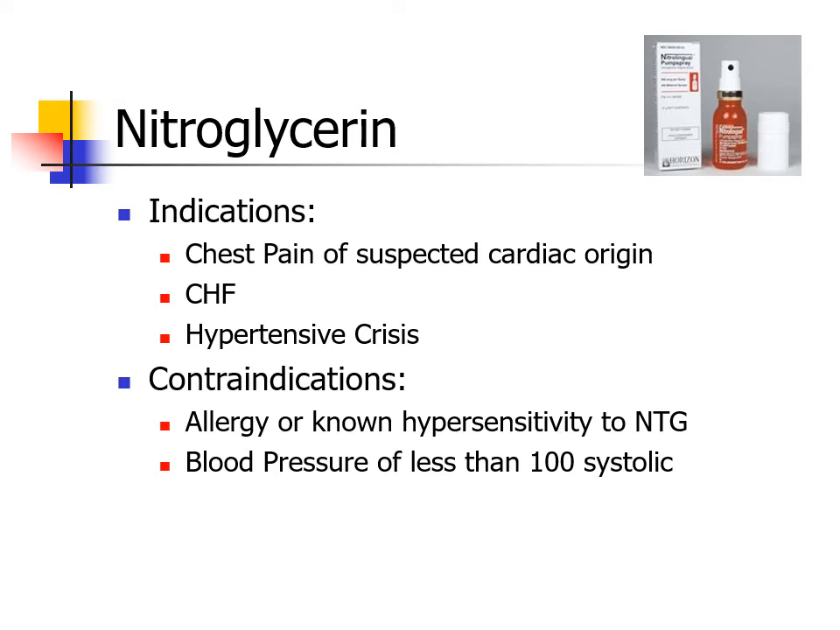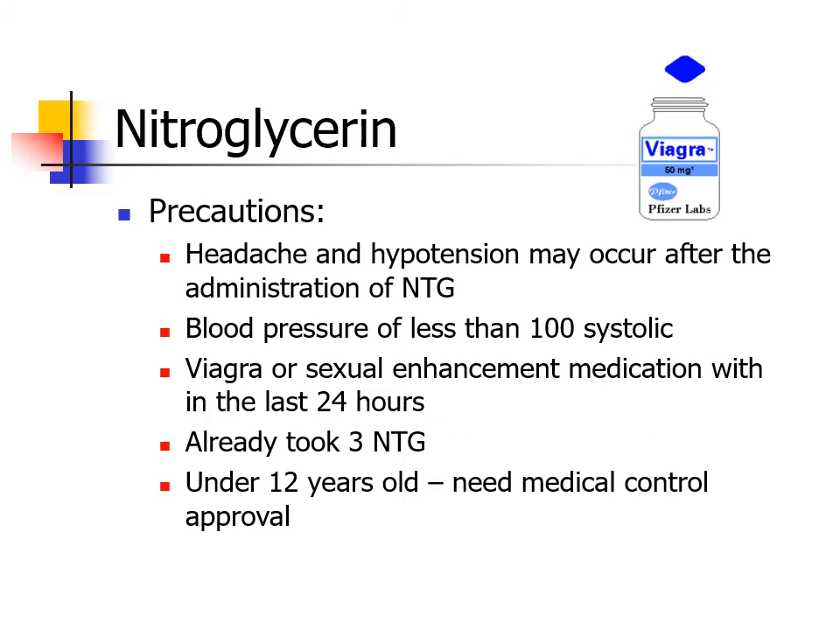Contraindications. Allergy or known hypersensitivity to nitroglycerin. Blood pressure of less than 100 systolic. Precautions. Headache and hypotension may occur after the administration of nitroglycerin. Blood pressure of less than 100 systolic. Viagra or sexual enhancement medications within the last 24 to 48 hours. They already took 3 nitroglycerins, and under 12 years of age need medical control approval.